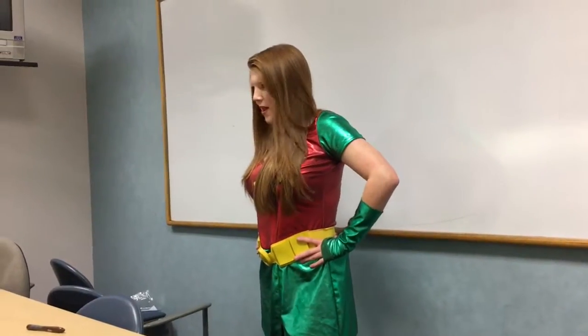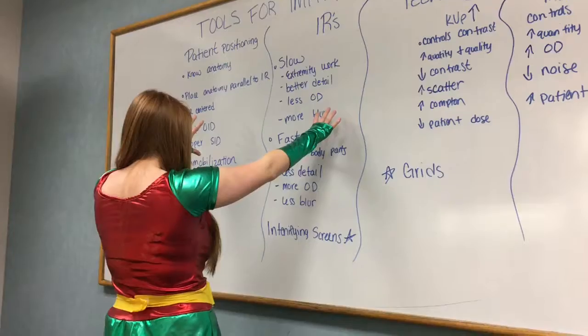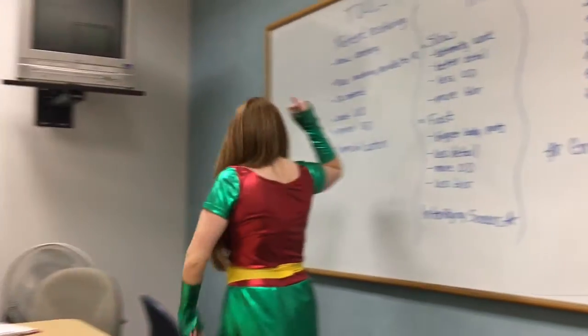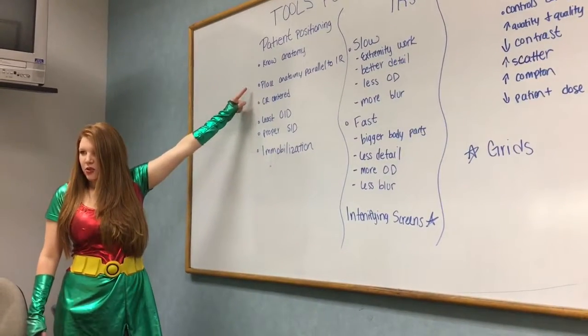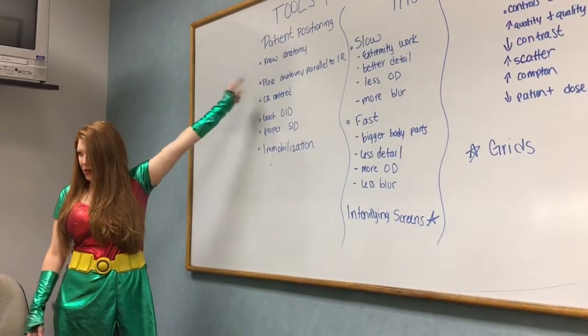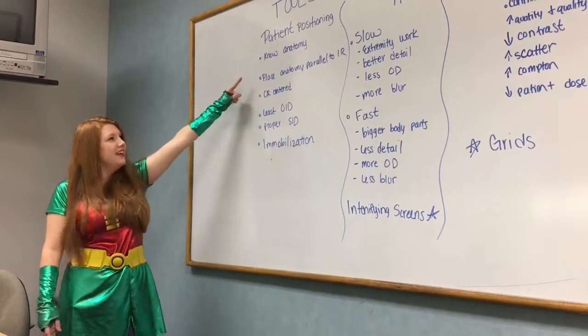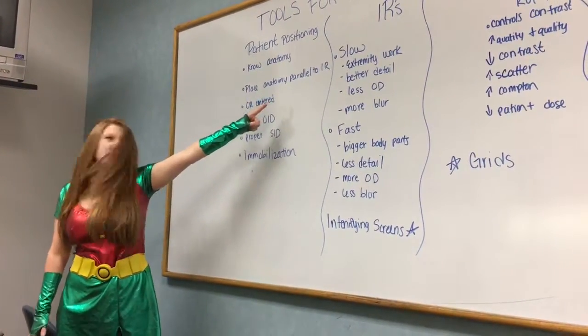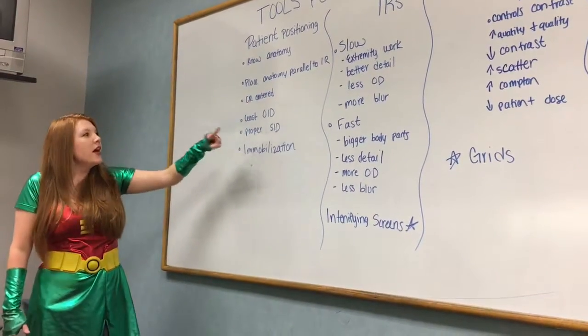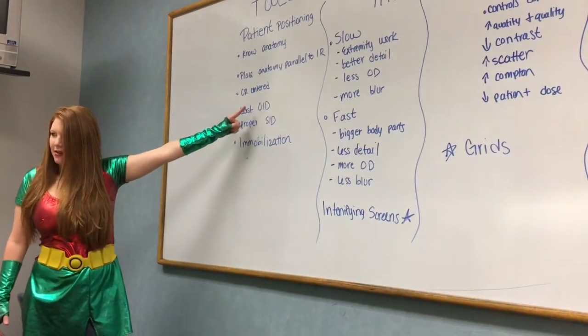Now let's talk about image quality. First, we're going to talk about patient positioning. Knowing anatomy is extremely important. So if the doctor orders an elbow, y'all better be imaging an elbow, not a knee. And then you gotta know how to place the anatomy parallel to the IR, and you gotta center it properly.